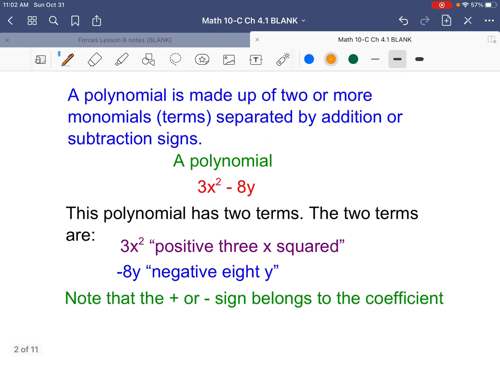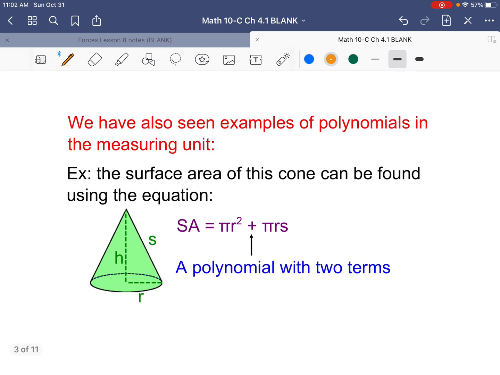Now, a polynomial is made up of two or more monomials, or terms, separated by addition or subtraction signs. So here's a polynomial, 3x squared minus 8y. Now this polynomial has two terms. The two terms are 3x squared, or positive 3x squared, and negative 8y. Note that the plus or minus sign belongs to the coefficient. So it's minus 8. Okay? Now, we've seen examples of polynomials in the measuring unit. For example, the surface area of this cone can be found using the equation surface area equals pi r squared plus pi r s. And note this is a polynomial, two terms. We're adding them.